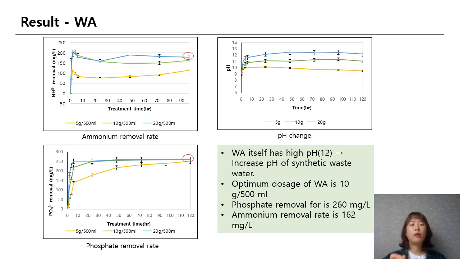10 gram per 500 milliliter was selected as an optimum ratio as well for WA, because the phosphate removal was the highest at 260 milligram per liter, which is almost 100% from the wastewater, and ammonia removal rate was 162 mg per liter.